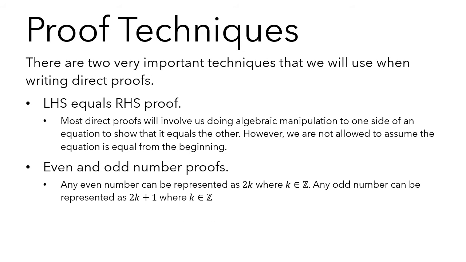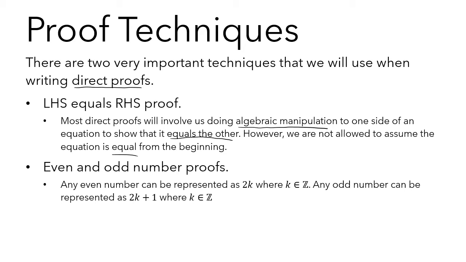So there are two important techniques that we're going to use when writing direct proofs. So the first technique is called left-hand side equals right-hand side proof. So pretty much when you do a left-hand side equals right-hand side proof, you're going to do some algebraic manipulation onto one side of the equation to show that it's actually equivalent to the other. However, keep in mind you can't start off with two equations set equal. That would be assuming that you've already proved it. So you've got to start with just the left-hand side and show it equals the right-hand side.